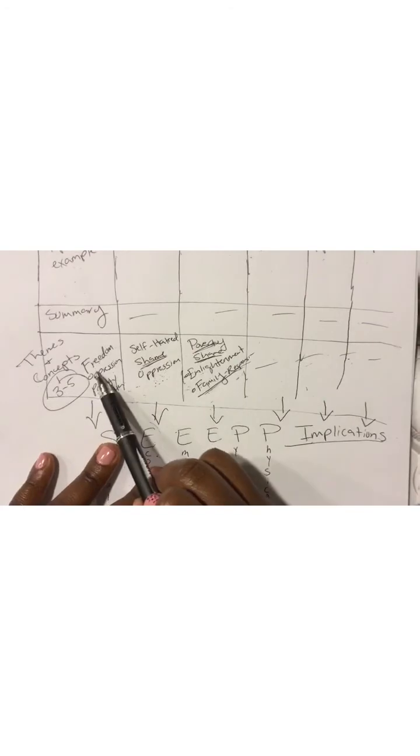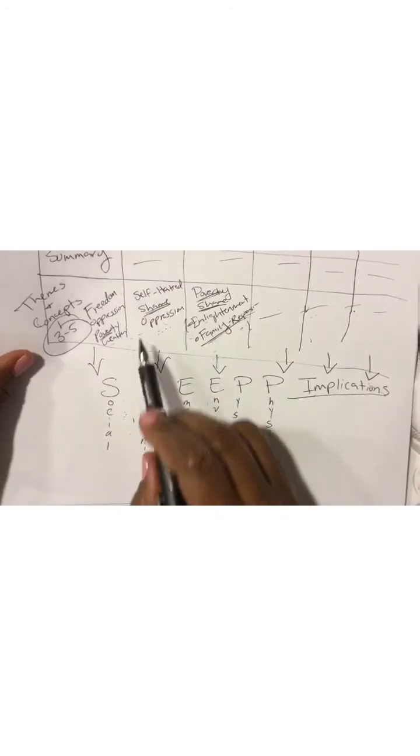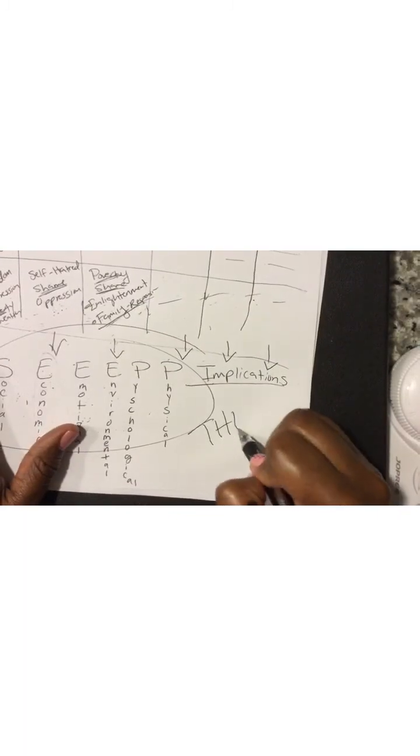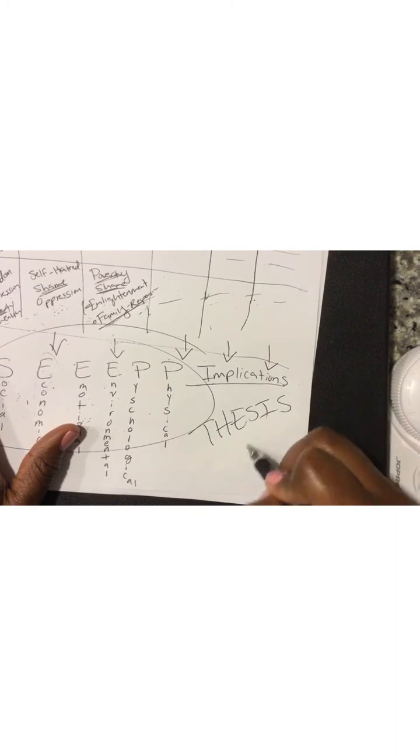So, we have our text, our examples, our summary, and then we also are then breaking down what each text says, because this is going to help with our thesis. This is going to help when it's time for that thesis statement.